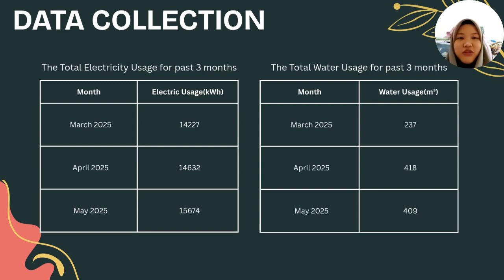And the total water usage for the past 3 months is, for March 2025, 237 meter cube, and for April 2025 is 418 meter cube, and for May 2025 it is 409 meter cube per hour.